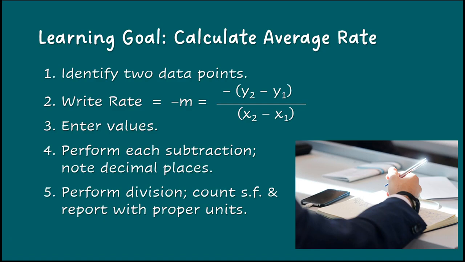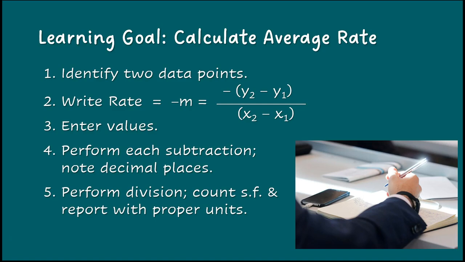Then I suggest writing out the equation for rate using only variables first, like I show here, before entering the values. This will remind you of what the slope equation is and that when we're using reactant concentration, we need to take the negative slope. After you enter the values into this form of the equation, then you're ready to do the math.